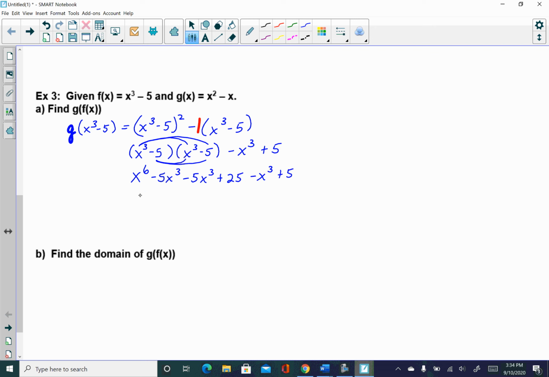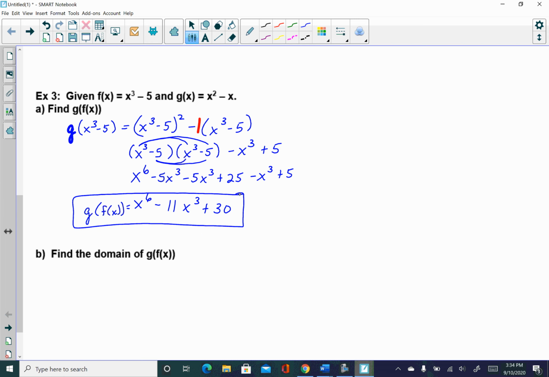Now let's just combine like terms. So I have x to the 6th, -5x cubed, -5x cubed, and -1x cubed will give me -11x cubed, and then plus 30. So that is g of f of x. Final answer. Now it wants the domain.